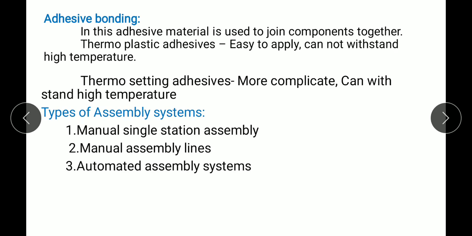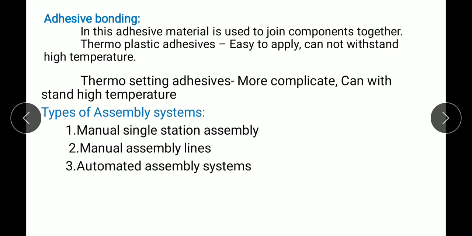So when it comes to adhesive bonding, there are two types of adhesives, thermoplastic adhesives and thermosetting adhesives. What is the difference between thermoplastics and thermosettings? Thermoplastics are recyclable. They soften when heated and take the required shape in the heated condition. When they cool, the shape is fixed, and when we want to recycle, we can change the shape.